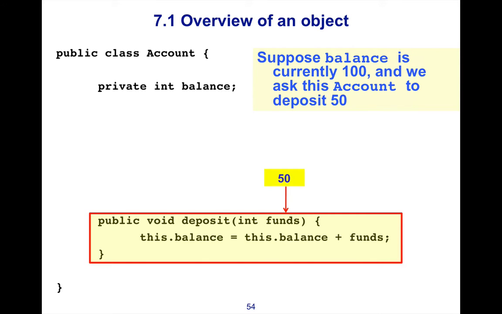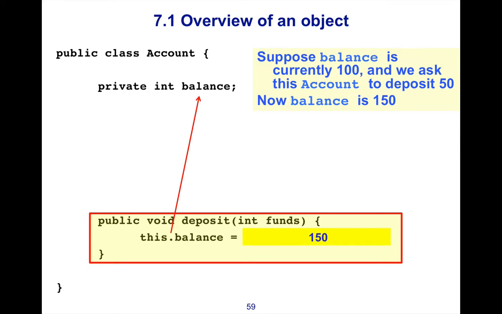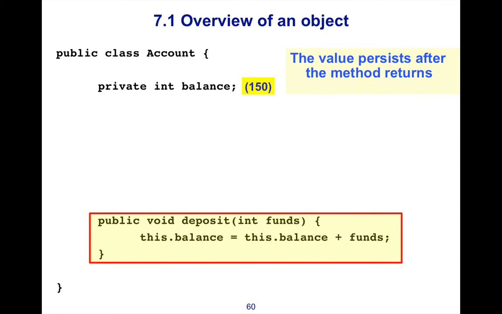So suppose the balance is currently 100, and we want to ask the account to deposit $50. 50 is transmitted into funds, which is then substitutable wherever we see the variable funds used. The sum of 150 is computed. 150 being the right-hand side value then gets stored in the left-hand side, which is this.balance, and once that's done, the balance in your account becomes $150. And that persists after the method returns, which is what you want.